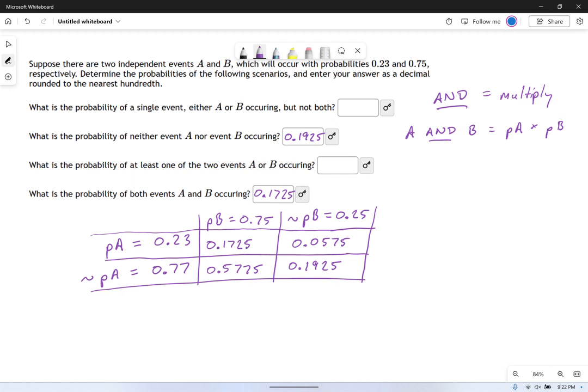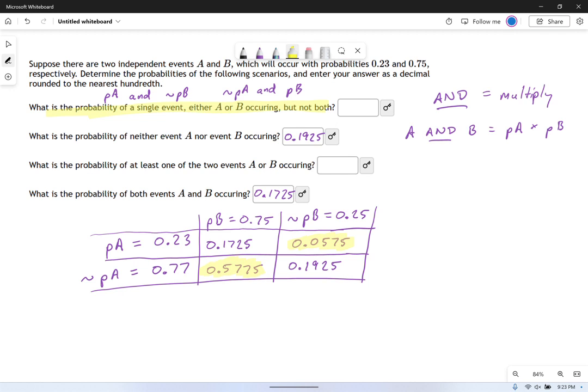Let's take the first one. First one says, what's the probability of either A or B, but not both? So what does that mean? This is probability A and not probability B. Okay, that's one possibility. But this is another one that would work: not probability A and probability B. Either of these would be fine. So what I have to do then is take probability A times not B, that's this one, and I also have to consider probability of not A times probability of B, and then I add those things together.